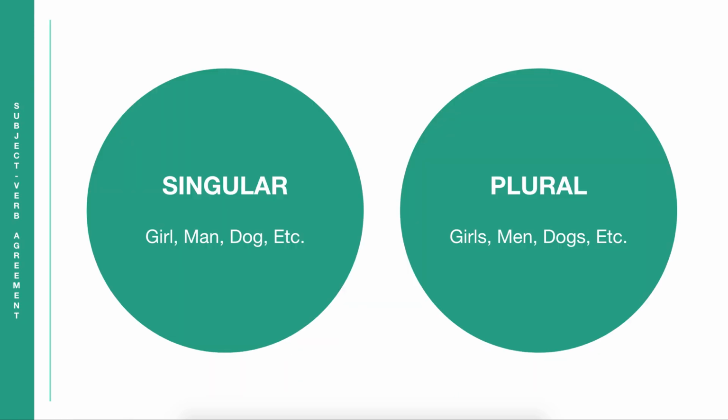First off, like I mentioned, we are going to be discussing singular and plural as we talk about subject-verb agreement. So singular means there's just one thing. For instance, girl, man, dog. In those examples, there's one girl, there's one man, there's one dog. Plural means that we have more than one. So girls, men, dogs. In all of those instances, there's more than one noun being described.